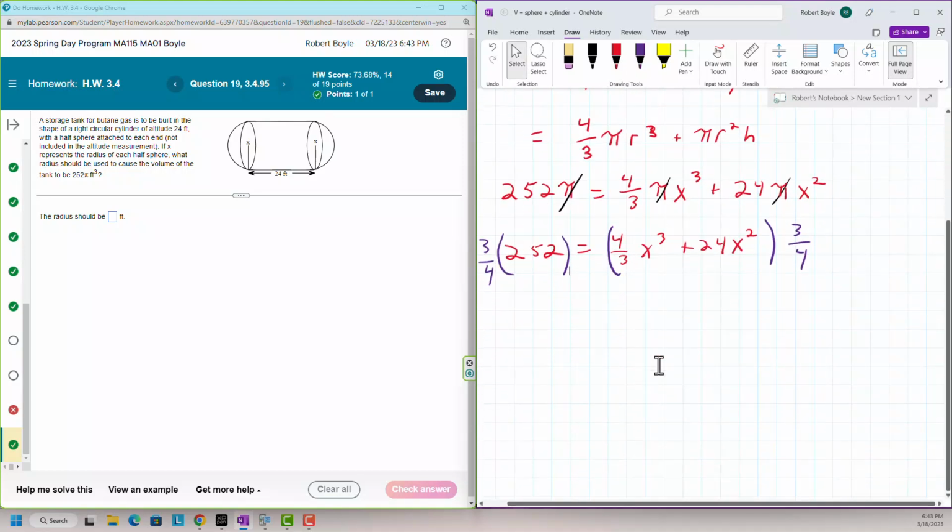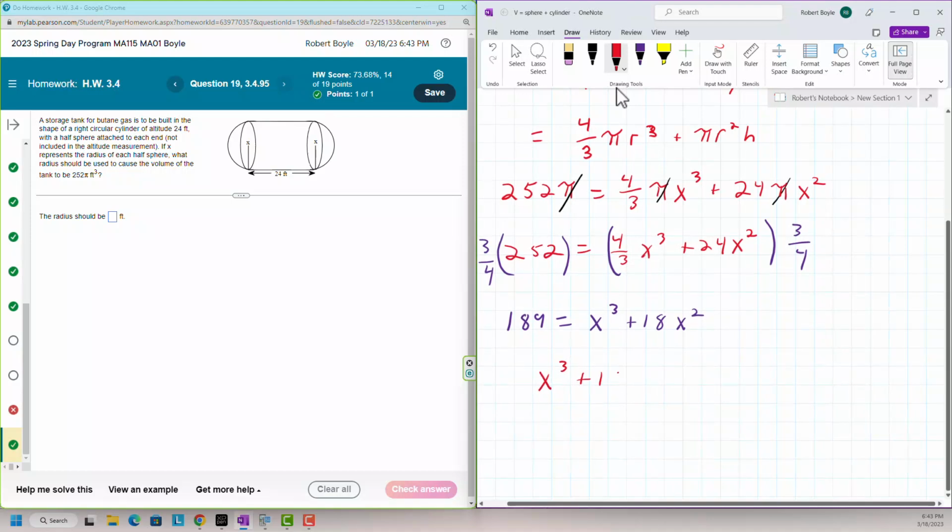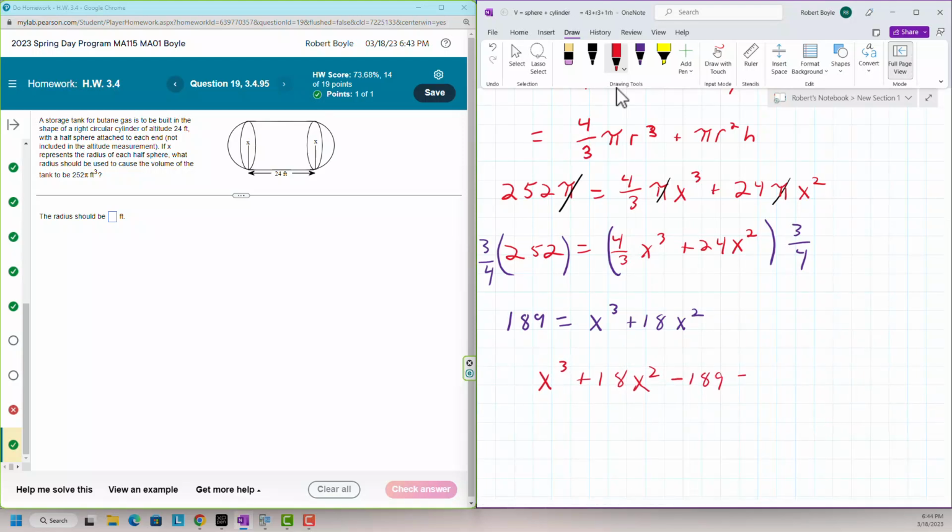It turns out that 252 times 3 divided by 4 is equal to 189. That's going to be equal to 3/4 times 4/3 x cubed, just simply x cubed. 3/4 times 24 is going to be plus 18 x squared. And then finally, we probably want to get this into standard form, which means we want to subtract 189 from both sides, and that would give us x cubed plus 18 x squared minus 189 is equal to 0.